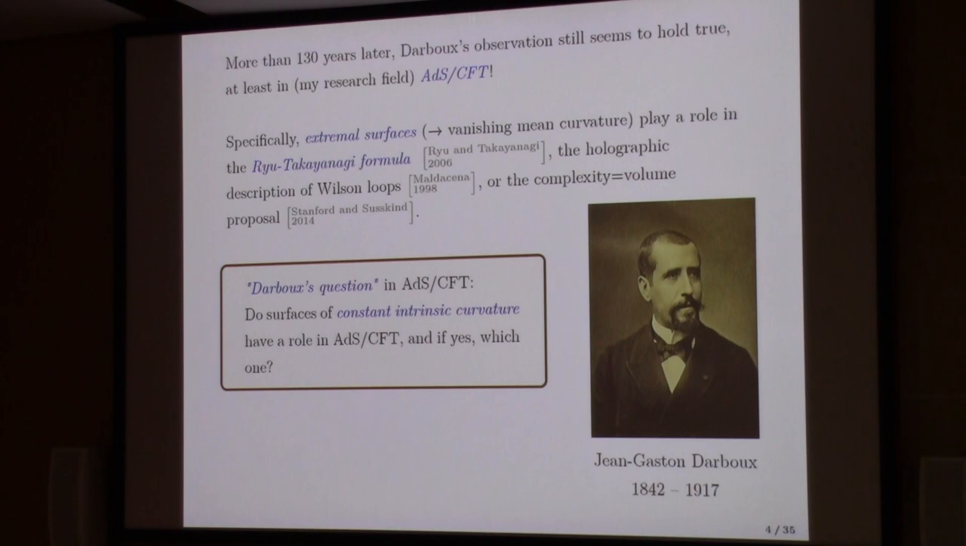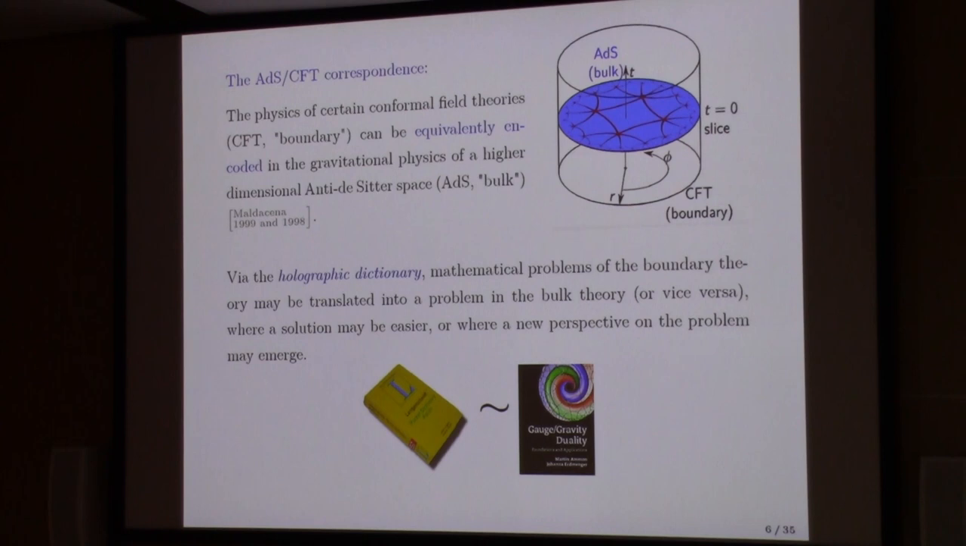This is what I want to put at the beginning of my talk, and maybe it's time for me to explain what AdS/CFT is. It is called the AdS/CFT correspondence. If you want to be more honest, you can call it the AdS/CFT conjecture. This conjecture posits that the physics of certain conformal field theories, which we call CFT or the boundary, can be equivalently encoded in the gravitational physics of a higher-dimensional anti-de Sitter or asymptotically anti-de Sitter space, which we call AdS or the bulk.